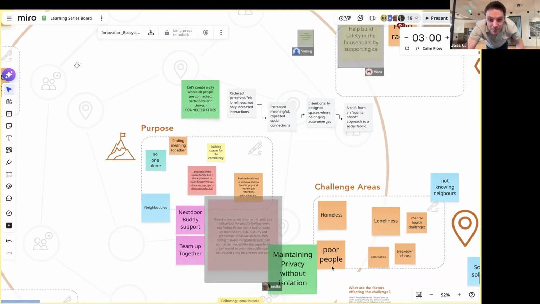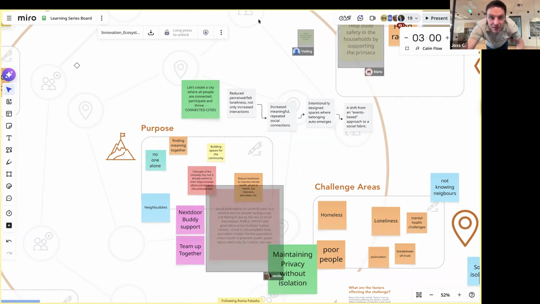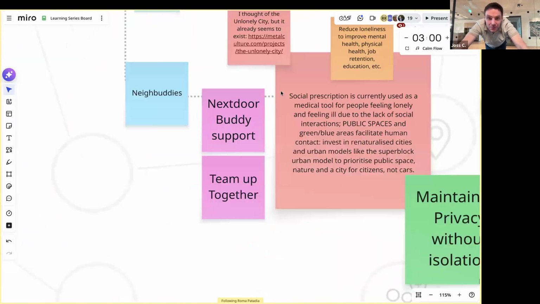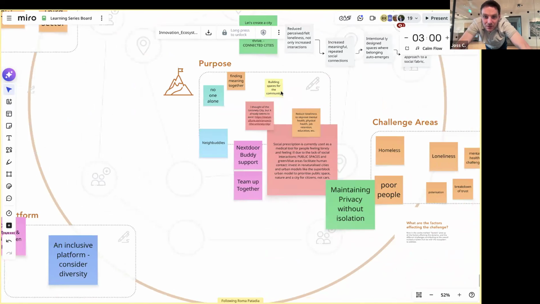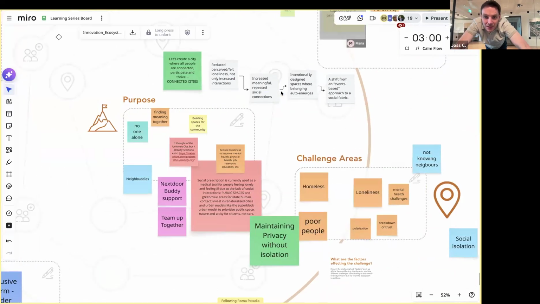I like the one in purple just above the red one there. It's kind of speaking to a few different value points: mental health, job retention, education.